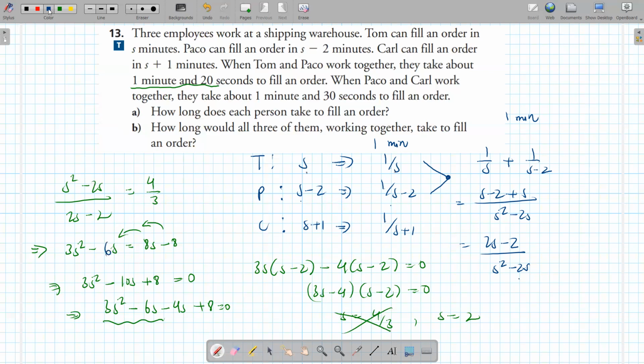What gave it away was this, right? Look at this. If s is 2, s cannot be 4/3. If s is 2, yeah? Look up here. Paco can finish it in s minus 2. So he's like, I don't know, a higher being or something. He can finish it instantly in like 0 minutes, which is not really practical, is it? Can he finish a job in 0 minutes? No. That's why I knew something was wrong.